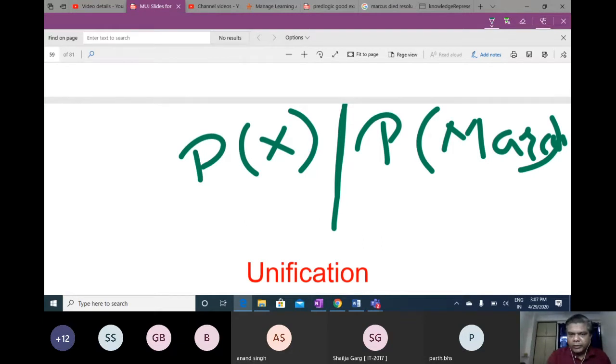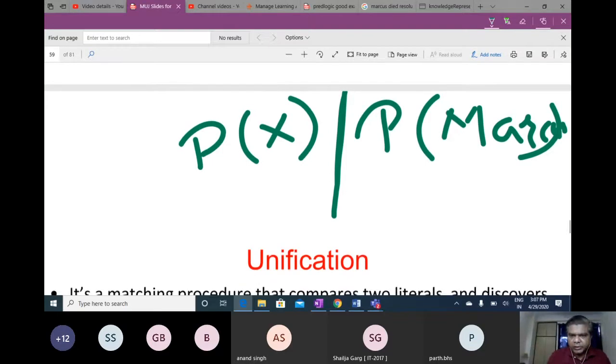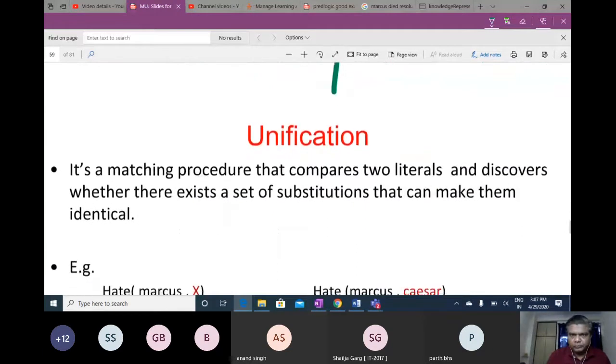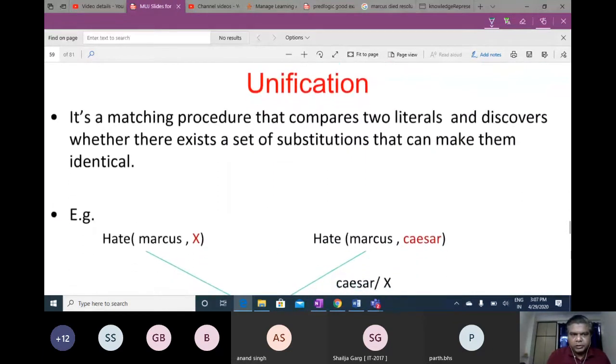Okay, so what is required here? We have to check if we can match these two. So there is a specific algorithm for doing this, and that is called unification. What is unification? It is a matching procedure that compares two literals and discovers whether there exists a set of substitutions that can make them identical. So if, for example, there are two literals like this, can we match them? And if we can match them, how? What variable will be replaced by what value?